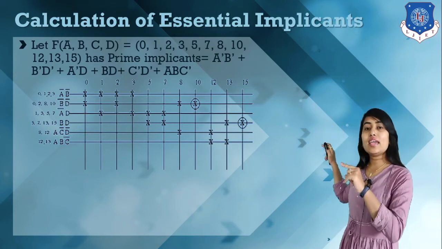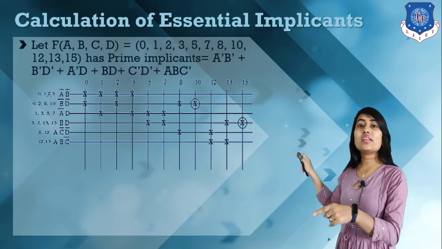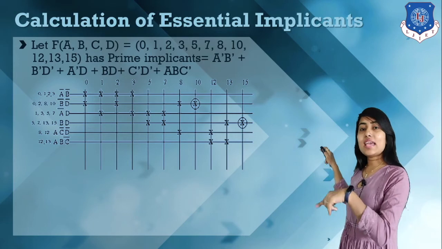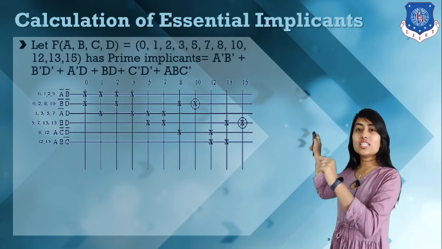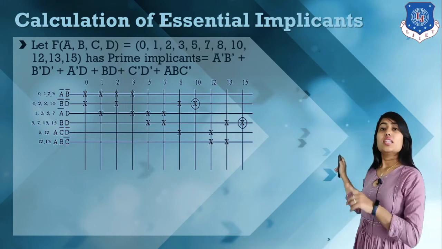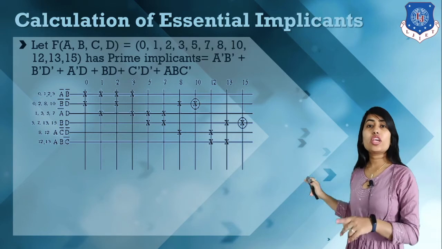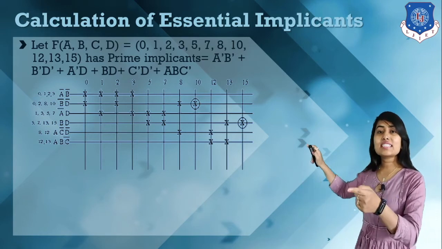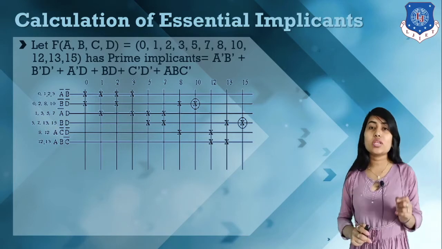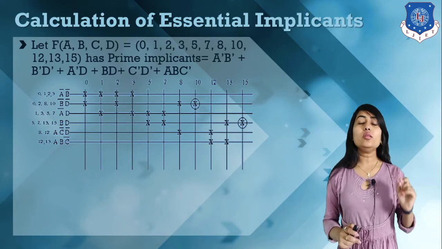For 10 we have the entry b dash d dash. If you check the values, this 10 is covered by the term b dash d dash. This 15 min term is covered by bd. So b dash d dash and bd are our essential prime implicants. That means b dash d dash and bd must be in our final minimal solution.